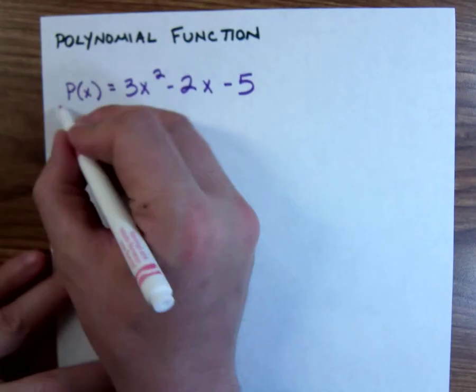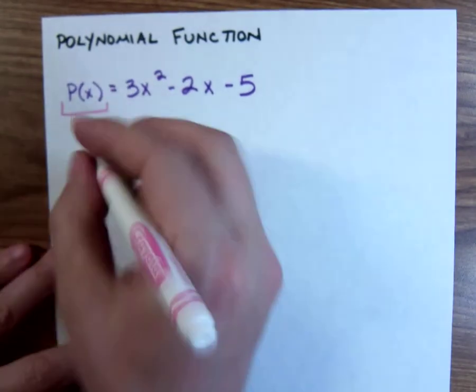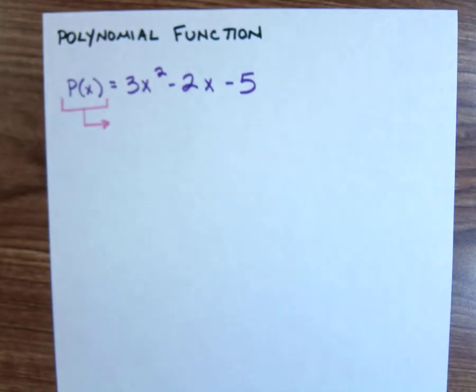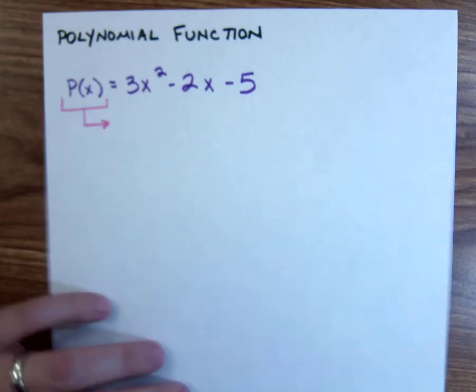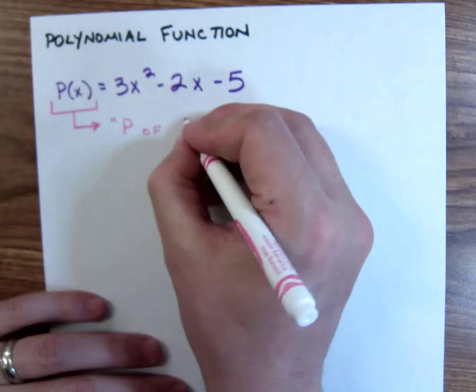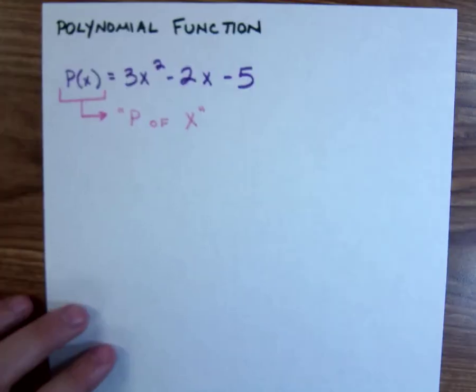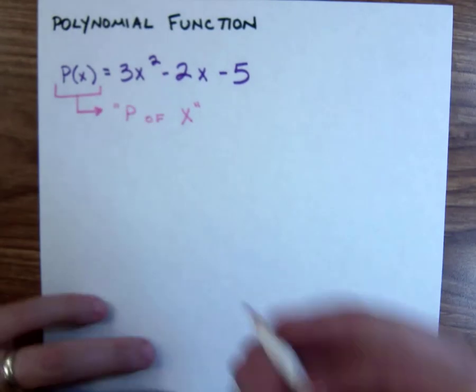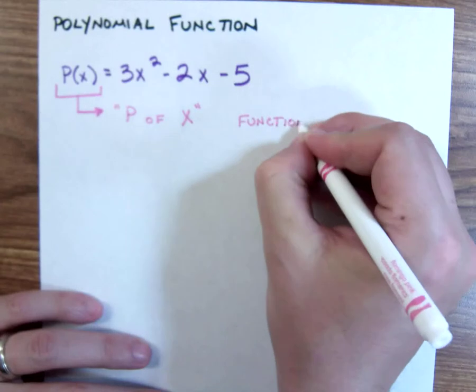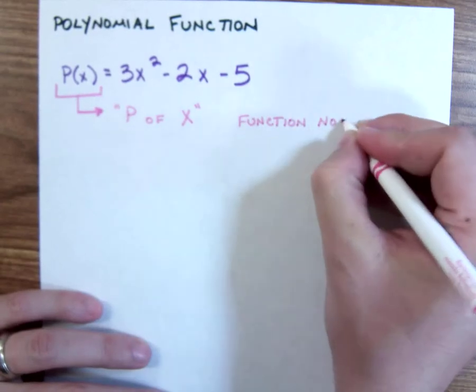This right here is a little confusing because it looks like it's p times x, right? But this is a special symbol that does not mean p times x. It's what makes it a polynomial function. The way you read this is p of x. This is sometimes referred to as function notation. Function notation is good stuff.